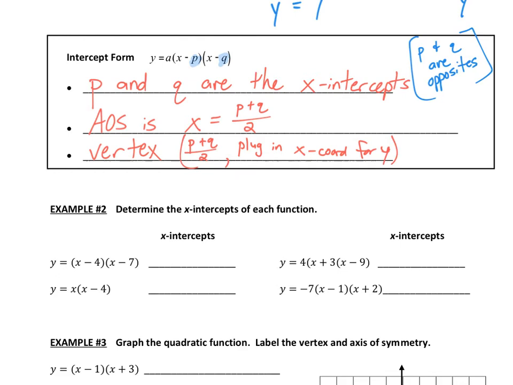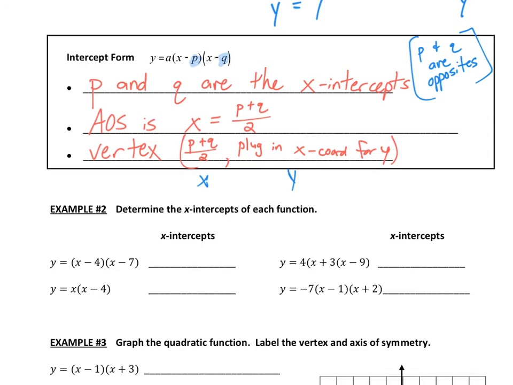Okay. The axis of symmetry is that x equals P plus Q divided by 2. And the vertex is at the x value, which is P plus Q divided by 2. And for the y value, you take that x value and you plug it in. Okay, so to find the vertex, you got to find x by doing P plus Q divided by 2. And then you find the y value by plugging that x value in.